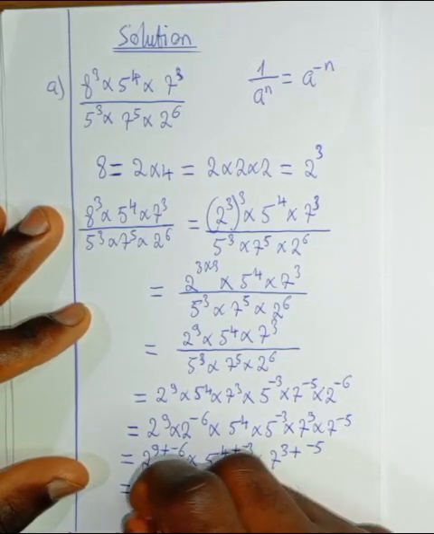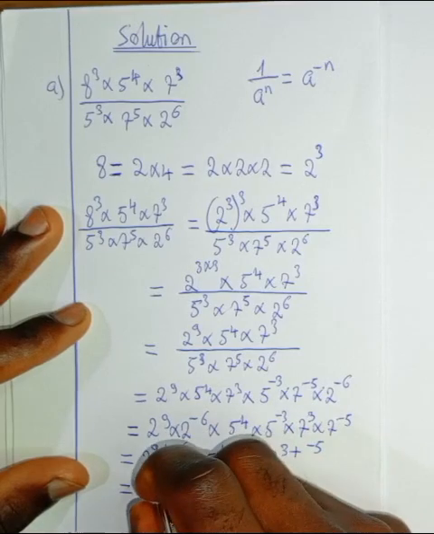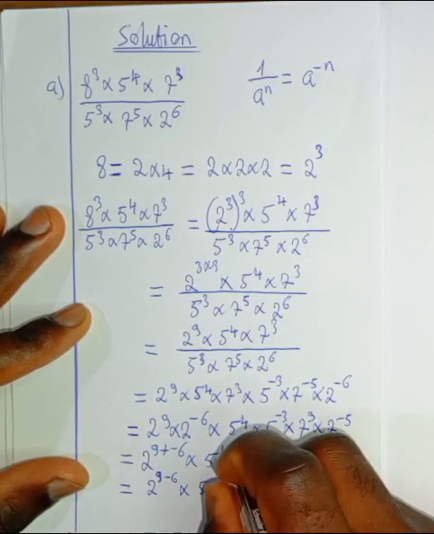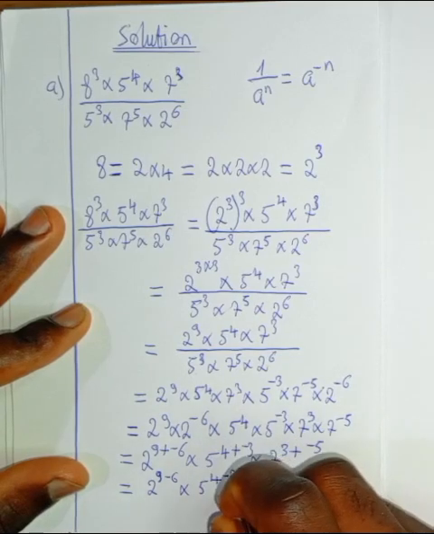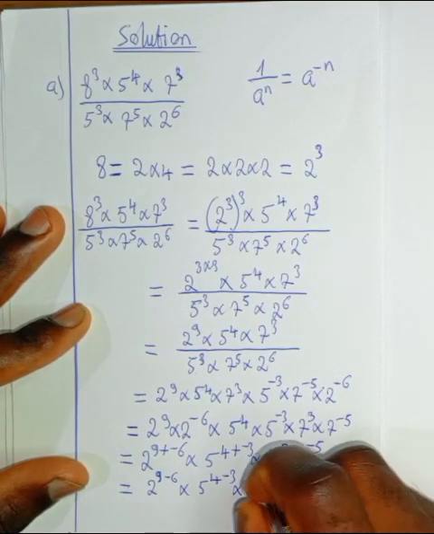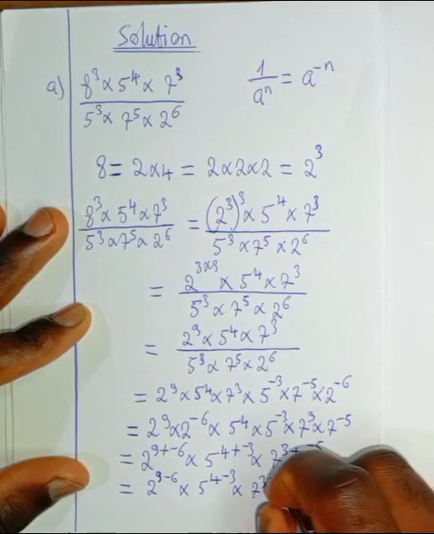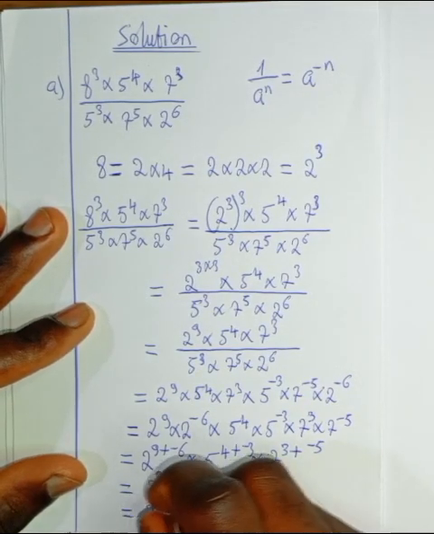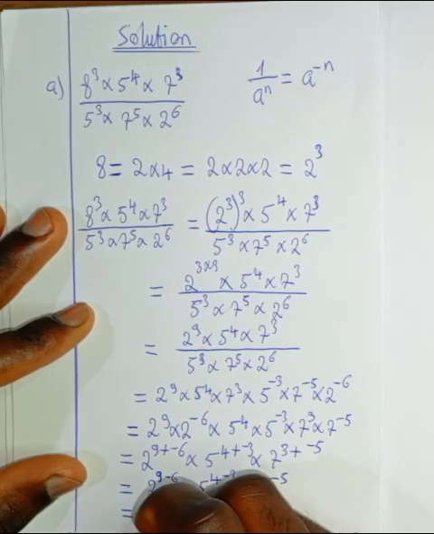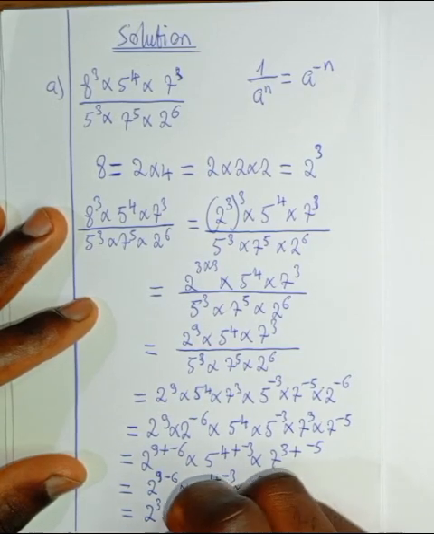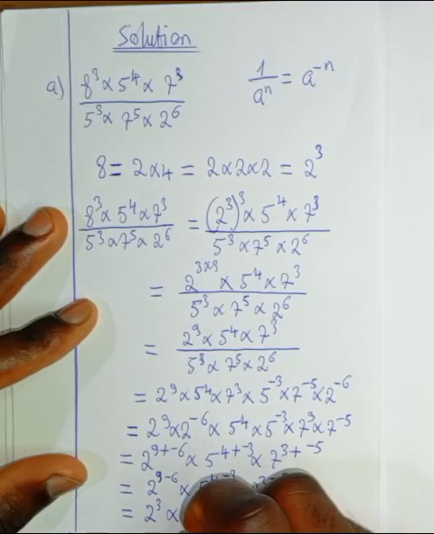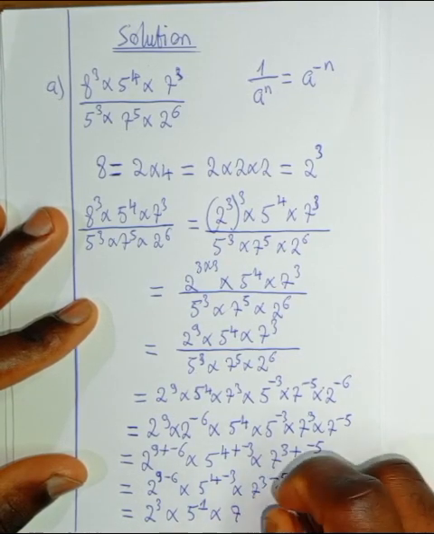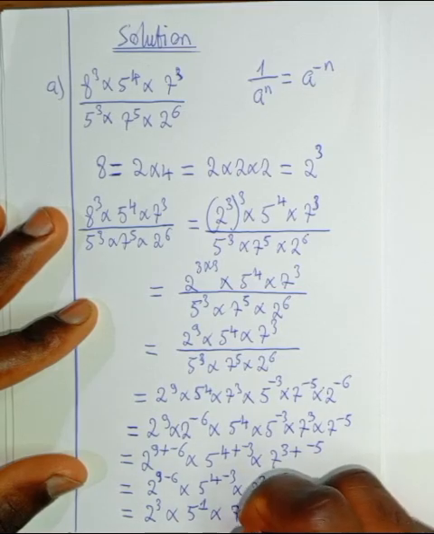This will simply be equal to 2 raised to the power, positive negative will stay, 9 minus 6 times 5 raised to the power, negative will stay, 4 minus 3 times 7 raised to the power 3 minus 5. This will simply be equal to 2 raised to the power 9 minus 6 gives us 3 times 5 raised to the power 4 minus 3 gives us 1 times 7 raised to the power 3 minus 5 gives us negative 2.